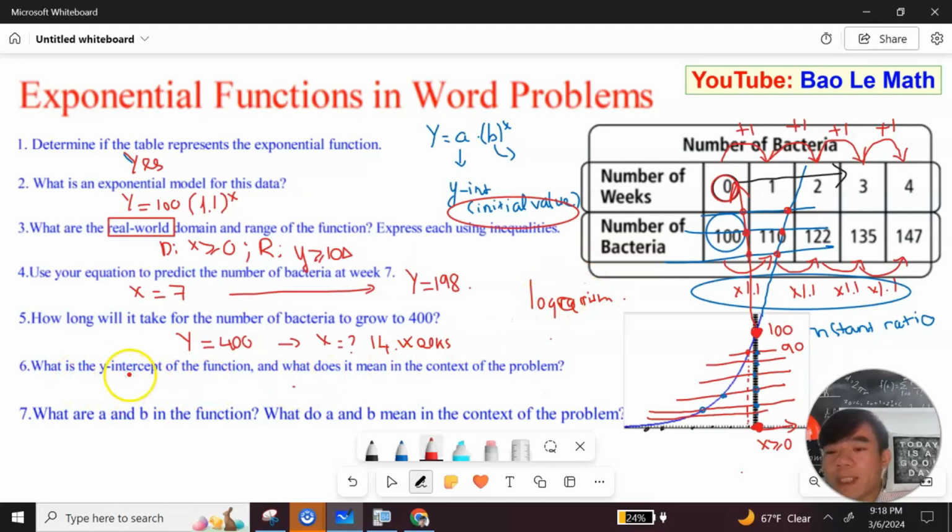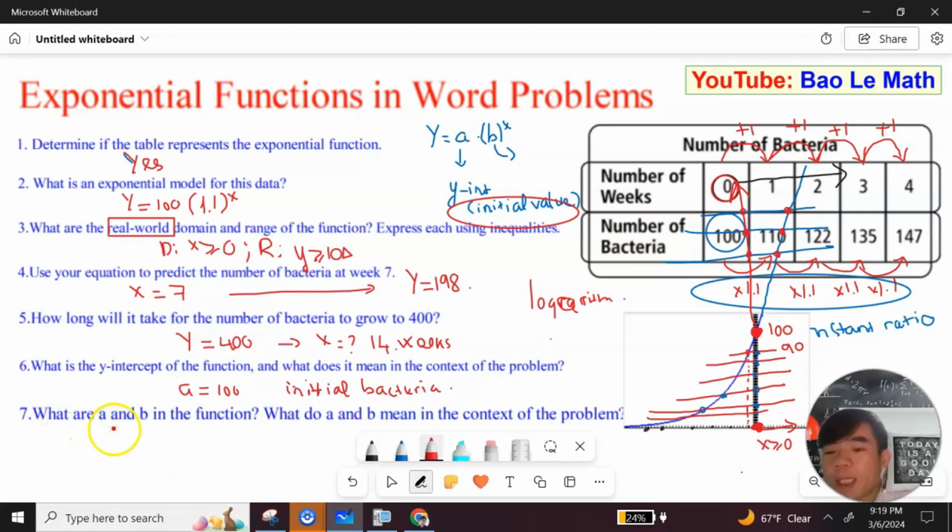Now number 6, what is the y-intercept? The y-intercept a equals 100. And what does it mean in the context of the problem? Yes, this is the initial value.